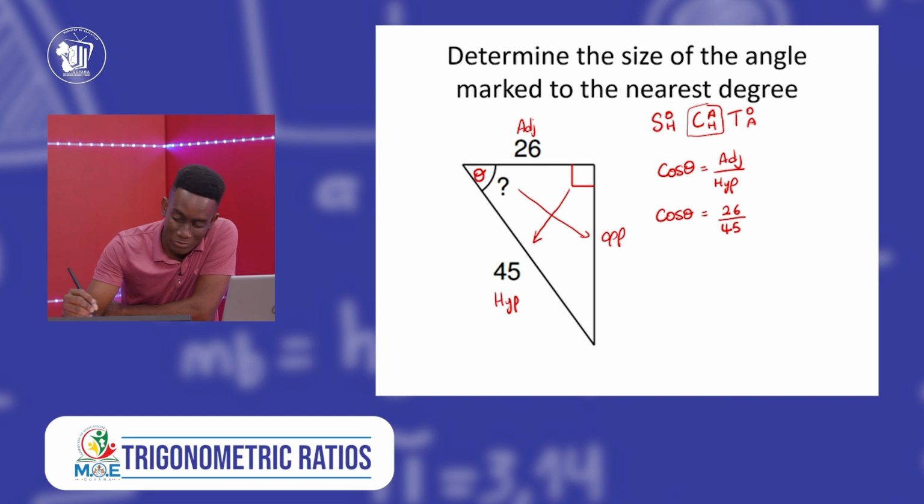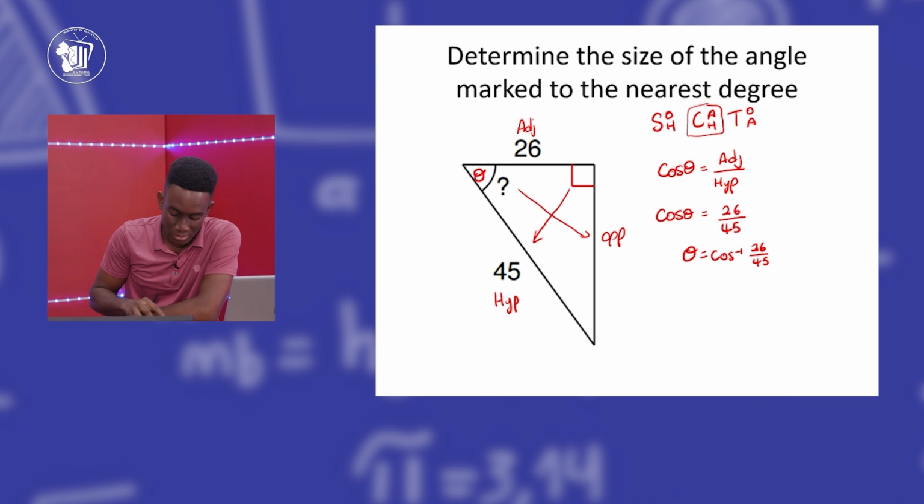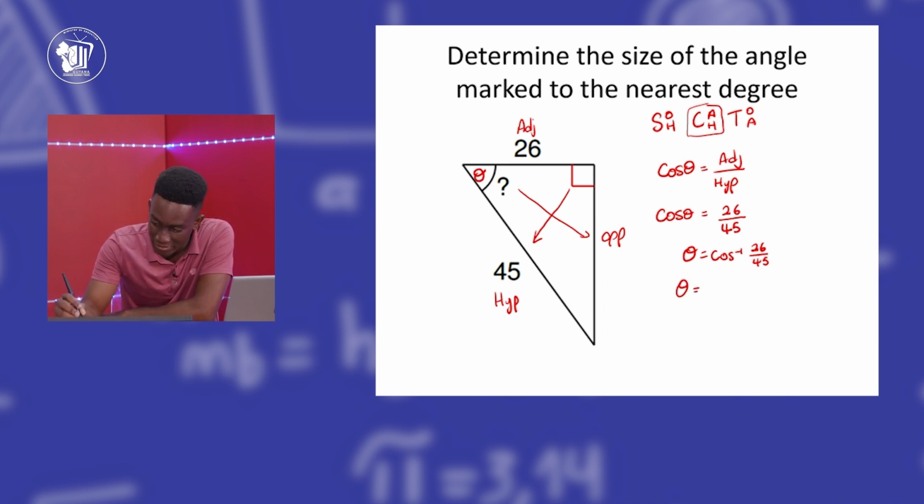So the cos is here. We take the cos over to become cos inverse. So theta will be equal to cos inverse 26 over 45. So we punch it in a calculator. So second function cos, which will give you cos inverse 26 over 45. And that would give us theta being equal to approximately 54.7056. But to the nearest degree, theta will be equal to 54.